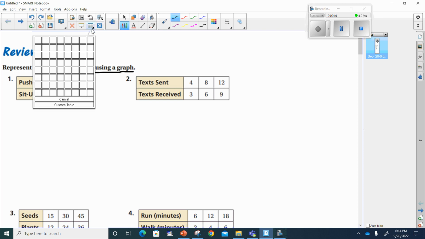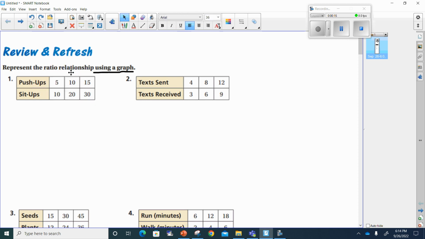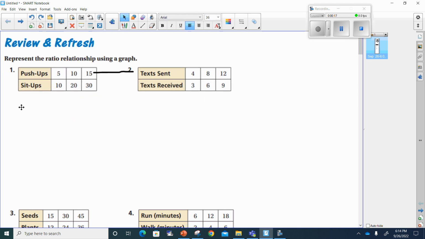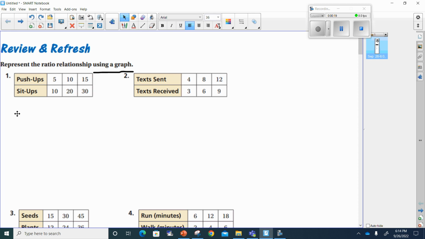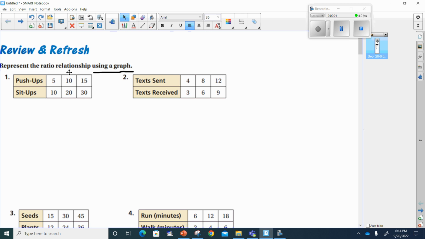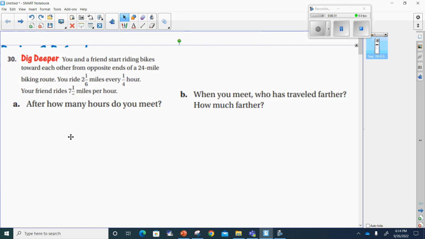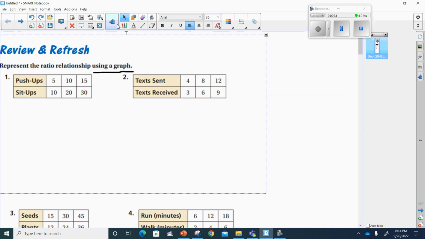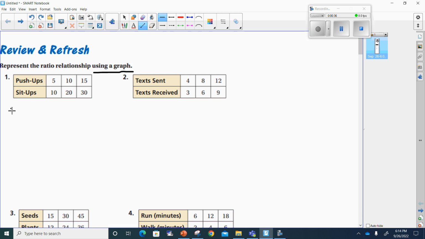So if I'm using a graph, let's see, I might want to go ahead and use this here. Oops, that did not work like I thought it was going to. Let me just go ahead and make my lines here. Okay, we're going to make this with lines. I thought maybe I could do it with graphs. Put my lines nice and straight.